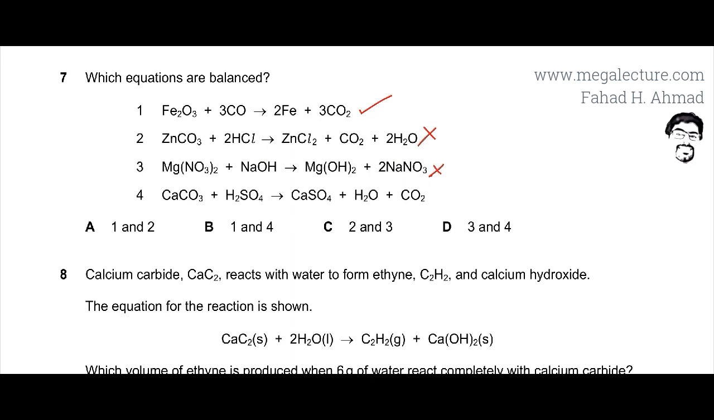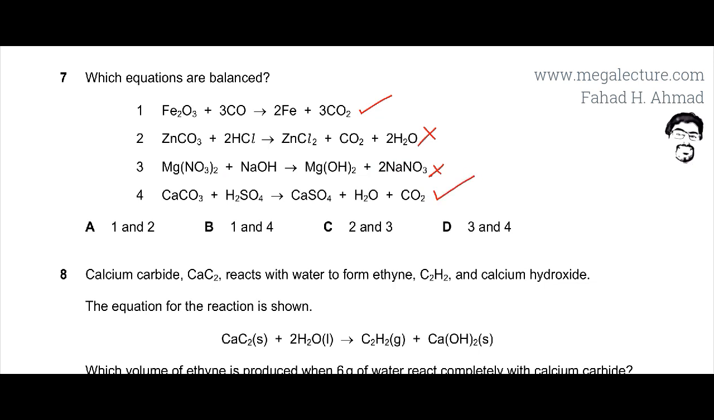Let's move to the fourth equation, which is calcium carbonate plus sulfuric acid. Calcium 1 and 1, that's balanced. SO4 1 over here, 1 over here, that's balanced. Carbon 1 over here and 1 on the other side, that's also balanced. You can count the oxygens. 3 oxygens plus 4, that's 7. 4 plus 1, that's 5. 5 plus 2 over here, that's 7 as well. So this fourth equation also looks perfectly balanced.